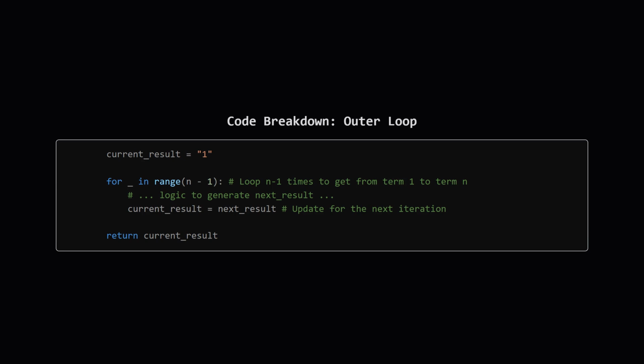So this first part sets up the process. We start with our initial string, 1. The loop runs exactly n-1 times. Why? Because if we start at term 1, we need 1 step to get to term 2, 2 steps to get to term 3, and so on. n-1 steps to get to term n. Inside this loop, we'll calculate the next string in the sequence. After we calculate it, we update our current_result, so it's ready for the next iteration. Finally, after the loop finishes, the current_result holds the nth term, which we return.